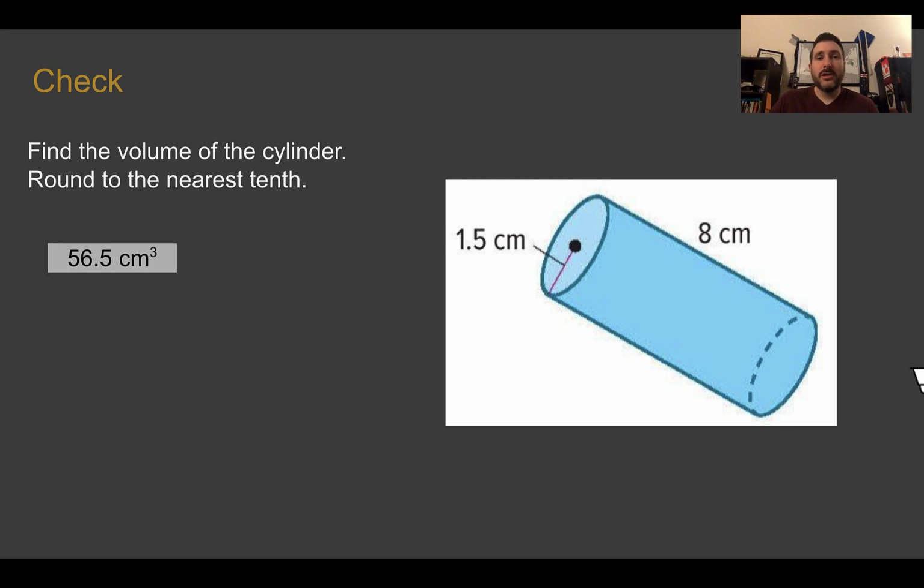Check your answer. You should have said the volume was 56.5 centimeters to the third power. To get this, let's use our volume formula. So volume is equal to pi times r squared times h. Plugging in our values, 1.5 to the second power and times 8.